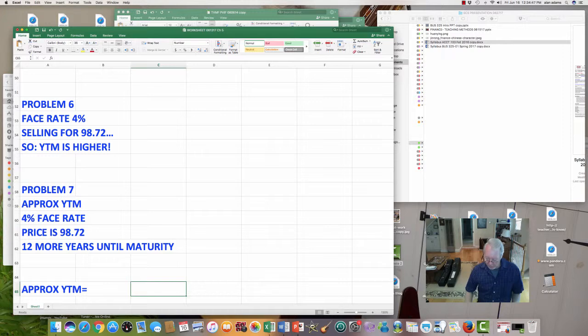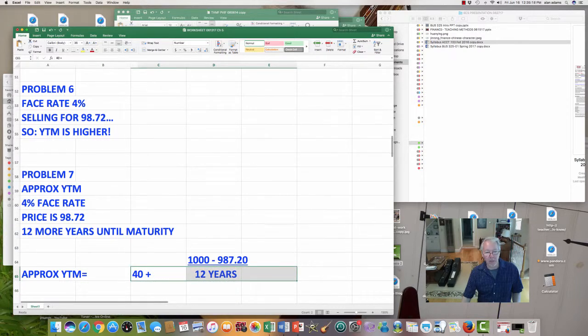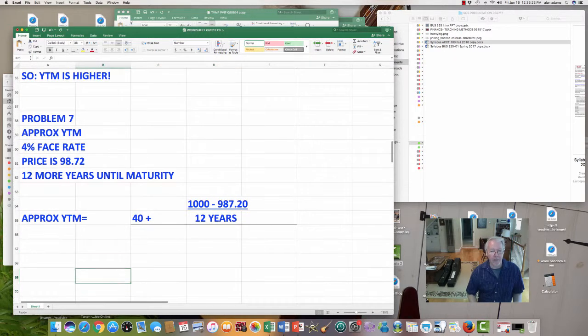First, we're going to do a numerator. We're going to take $40, and we're going to add the difference between the face amount of the bond and how much we pay for that bond. And we are going to take that number and divide it by the amount of time until maturity, and that is 12 years. That entire amount will be the numerator of a fraction, so I'm going to put a line under that.